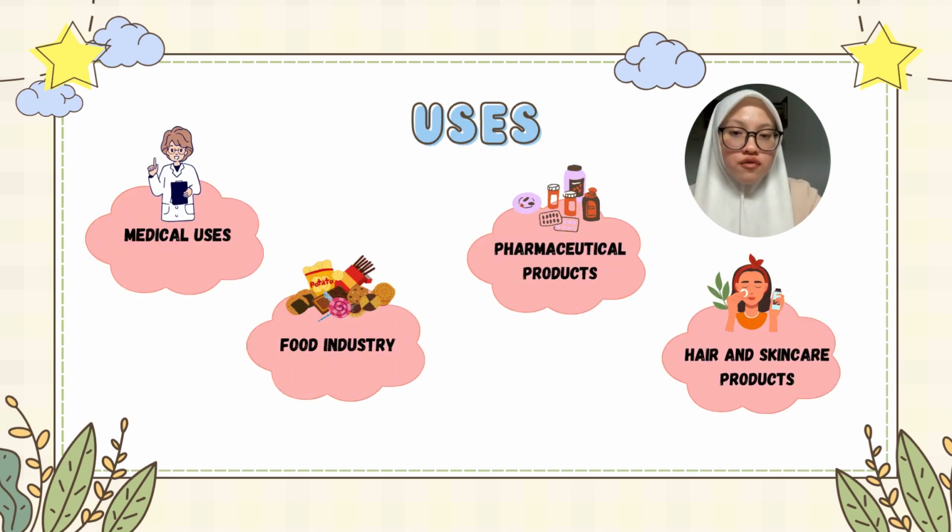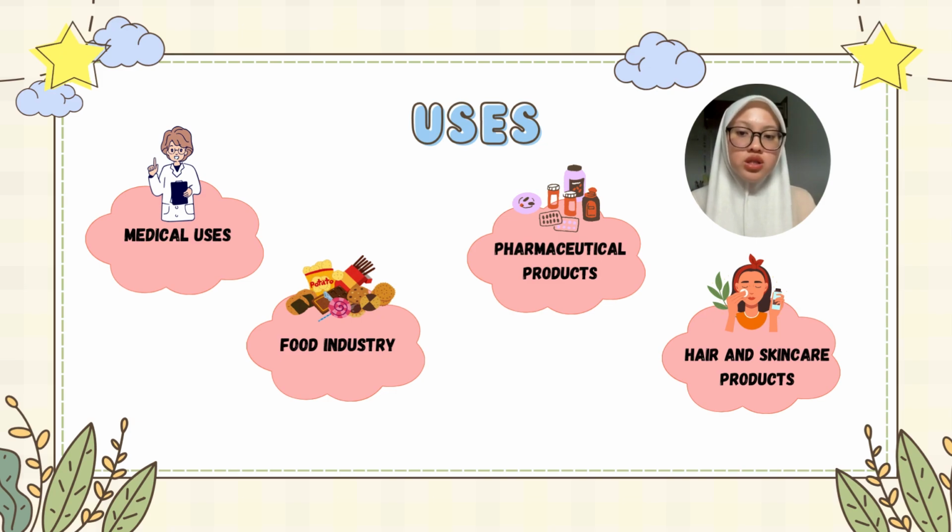So there are a lot of uses of glycerol, which is a highly versatile compound found in many everyday products. First of all, starting with medical uses. Glycerol is used as a gentle laxative in suppositories. It is also found in eye and ear drops, where it helps to moisturize dry eyes and soften earwax. Its soothing and hydrating nature makes it useful in treating wounds and burns. Other than that, in pharmaceutical products, glycerol works as a solvent and sweetener.